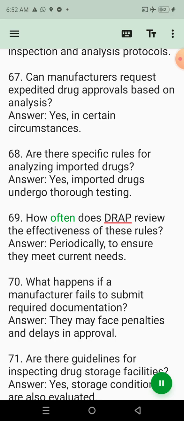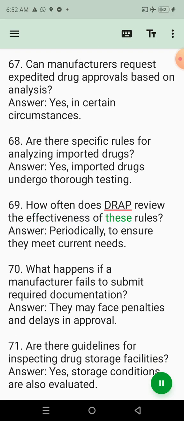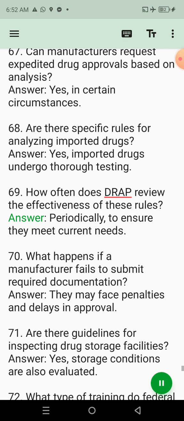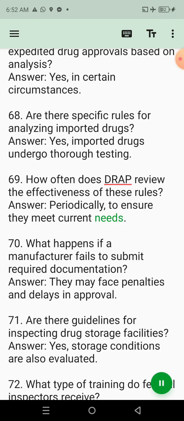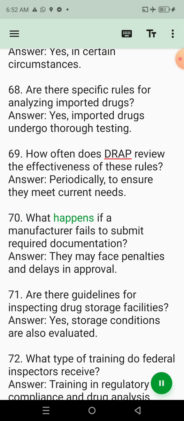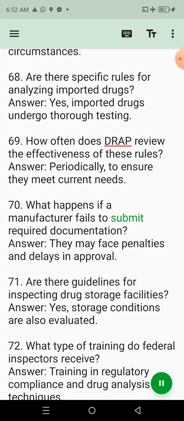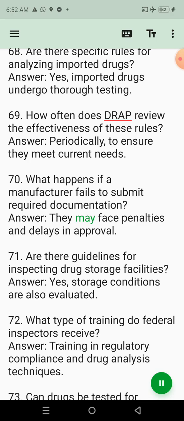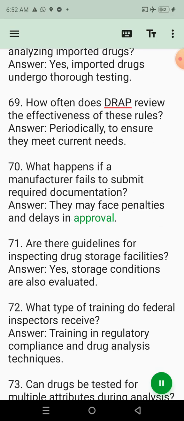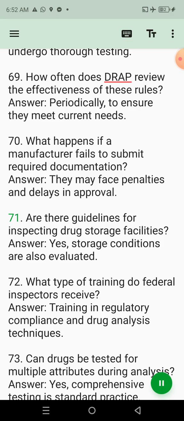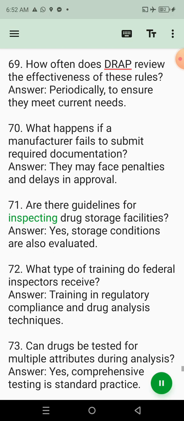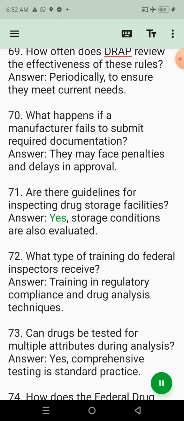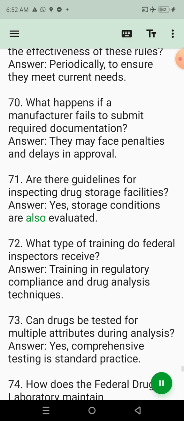69. How often does DRAP review the effectiveness of these rules? Answer: periodically, to ensure they meet current needs. 70. What happens if a manufacturer fails to submit required documentation? Answer: they may face penalties and delays in approval. 71. Are there guidelines for inspecting drug storage facilities? Answer: yes, storage conditions are also evaluated.